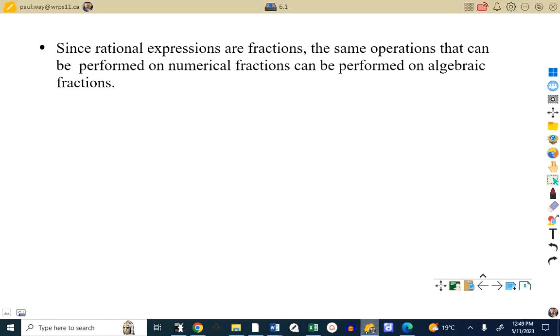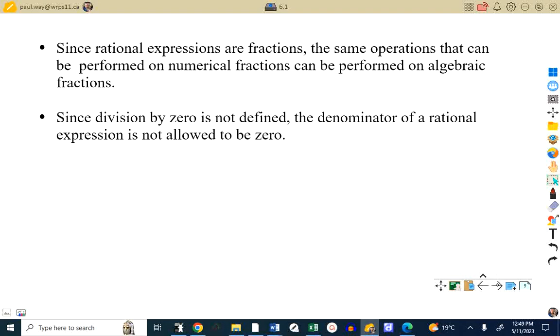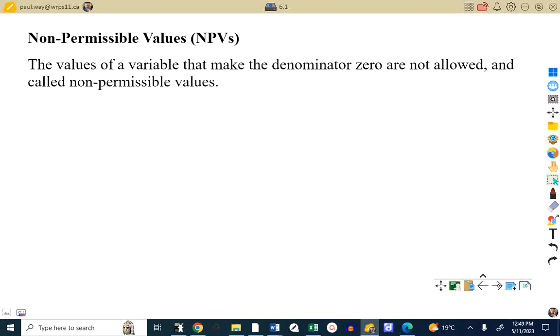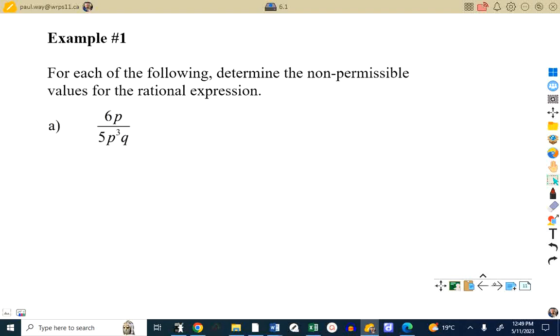And I think I can get back to this program now. We're not allowed to divide by 0. So let's take a look at example 1. Hopefully this will run smoothly now from this page forward.